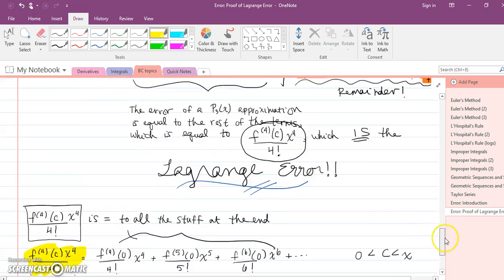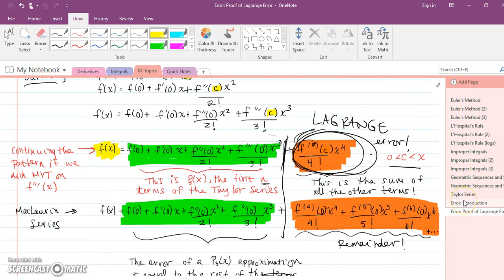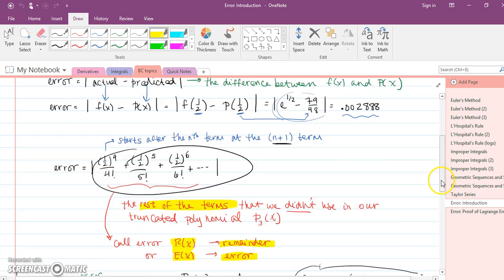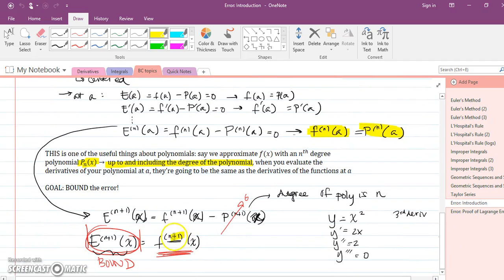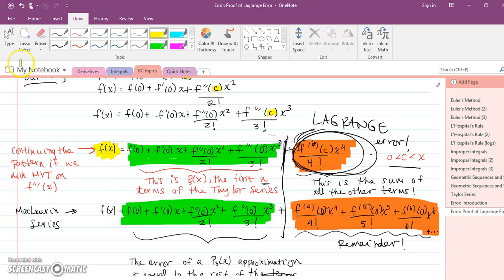One thing to keep in mind here, remember in the last video we ended up with saying something about n plus 1, and I said that we would keep going with the n plus 1 idea. Right here, let's look at what we have. We had a polynomial p sub 3, and we noticed that the Lagrange error was the next term, the 4th. So if we have an nth degree polynomial, the Lagrange error, which is this statement right here, is going to be the n plus 1st term evaluated at c, which is a different place between 0 and x. It's not going to be evaluated at the centering point. It's evaluated at some point between 0 and x.